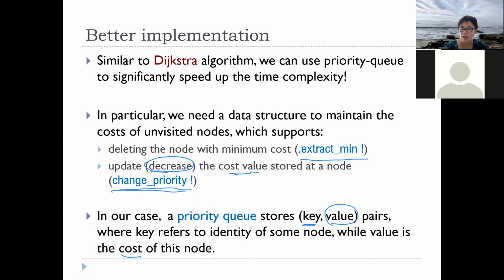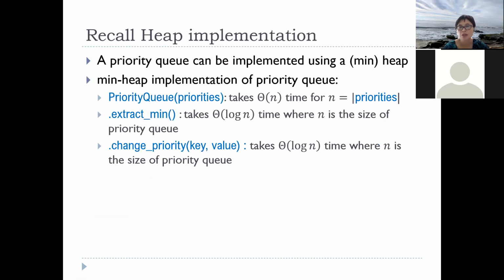This is just to remind you that a priority queue can be implemented differently, but if we use the very standard min heap to implement the priority queue, then the time complexity to initialize the priority queue is proportional to the size of the priority queue. Extract min takes logarithmic time, and change priority also takes logarithmic time, where n is the size of the current priority queue.